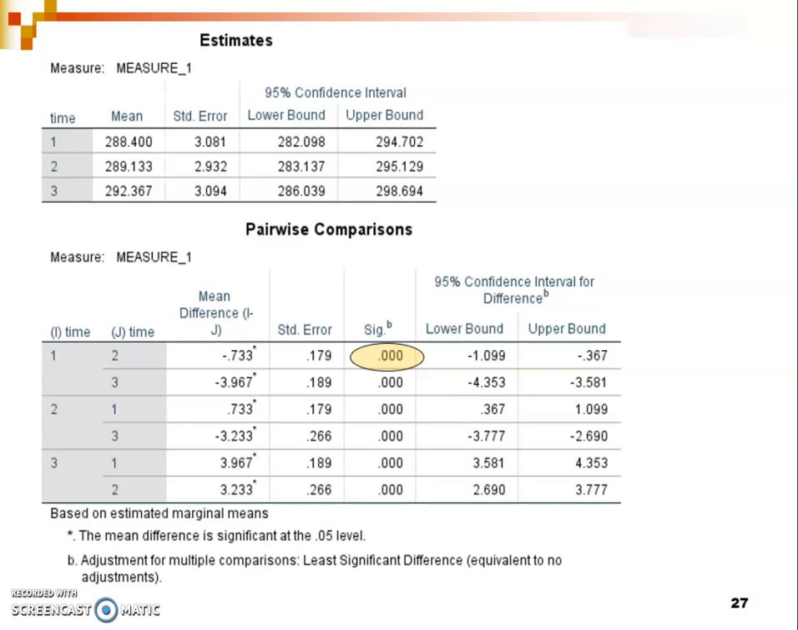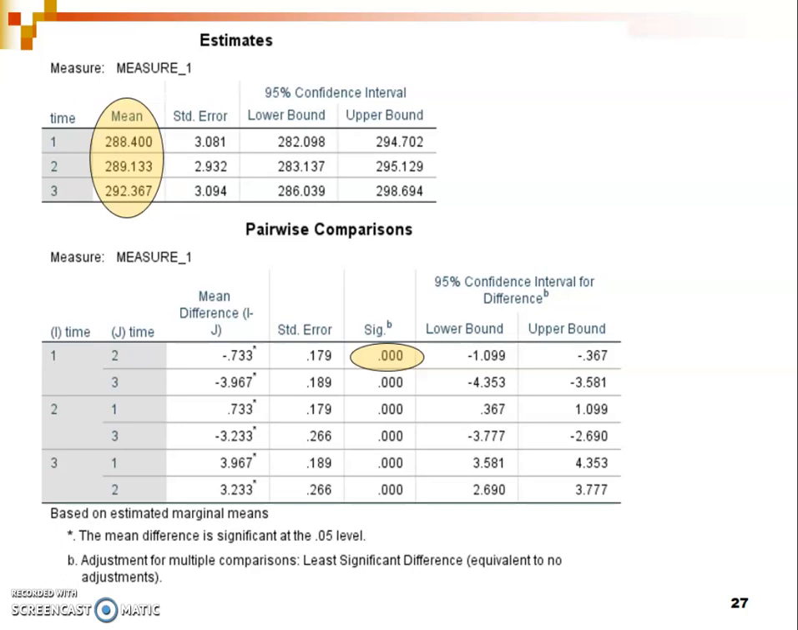So in looking at the pairwise comparison comparing time 1 to time 2, we see that this sig is definitely smaller than our alpha level of 0.05. And so our decision for that one would be to reject the null hypothesis, meaning that these two time points are significantly different.